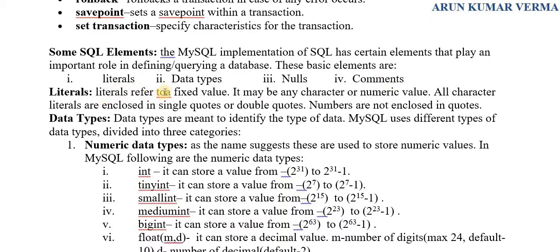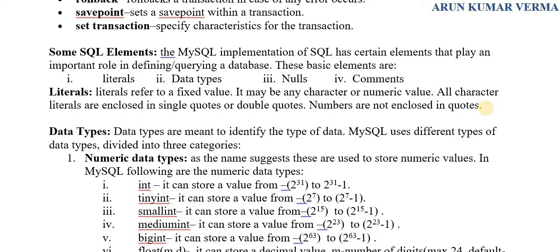So what are literals? A literal refers to a fixed value, like a constant value. It may be any character or numeric value. All character literals are enclosed in single quotes or double quotes. Numbers are not enclosed in quotes. Suppose you want to add a number; in this case there is no need to write single or double quotes, just like in Python. If you have a value in the form of a string, then you have to use single or double quotes, just as we do in Python.